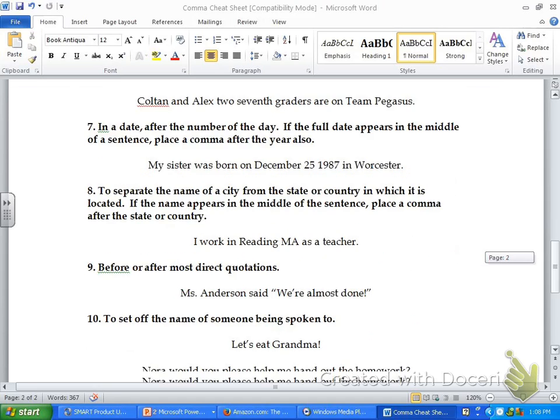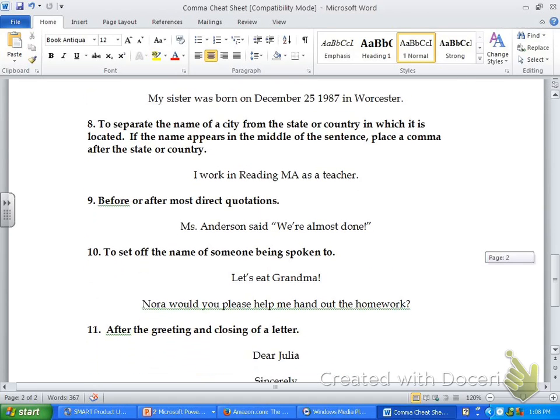So the 8th rule is that we need a comma to separate the name of a city from the state or country in which it's located. And if the name appears in the middle of the sentence, we also need a comma after the state or country. So I work in Reading, Massachusetts, as a teacher. Need a comma here between the city and the state, or the town and the state. And then since it appears in the middle of the sentence, I need a comma after the abbreviation as well.